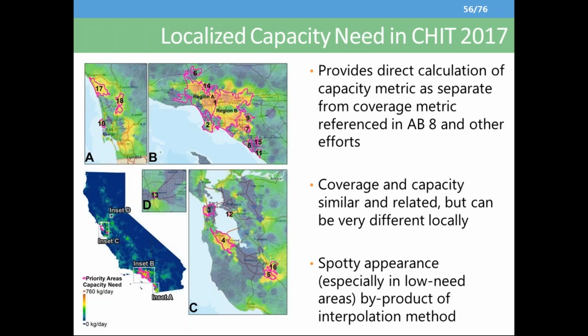The spotty appearance that you see in some areas of the blue, especially of the very dark blue, is a naturally occurring result of the interpolation method, the inverse distance weighted method, and the fact that those are kind of the areas where you're starting to get more and more sparse population centers. Then again, those areas would probably end up being more like destination and connector type stations, which are not the intent of CHIT to be able to evaluate the need for. And next slide.